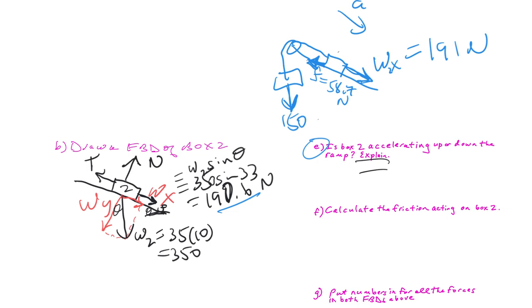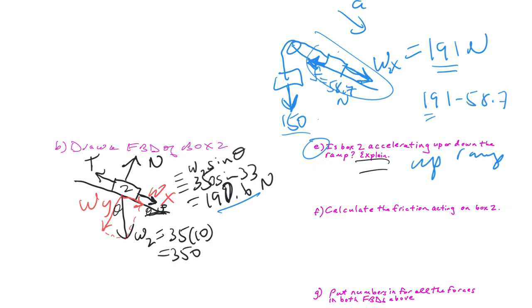Okay, 191 minus 58.7 is 132. 132 is less than 150. So, see what I'm doing? 191 minus 59 is 132. So this guy only has 132 pointing downwards compared to 150. So really it's accelerating up the ramp. Okay, because 191 minus 58.7 is equal to 132, which is less than 150.